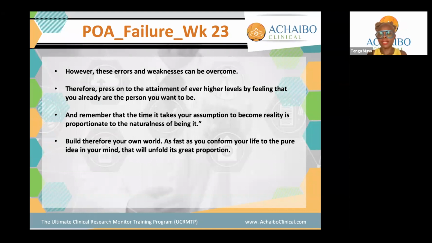Therefore, press on to the attainment of even higher levels of feeling that you are already the person you want to be. And remember that the time it takes for your assumption to become reality is proportionate to the naturalness of being it. It has to feel natural. It has to feel like you're walking, it has to feel like you are breathing, right? Build, therefore, your own world. As fast as you conform your life to the pure idea in your mind, that will unfold in its great proportion.